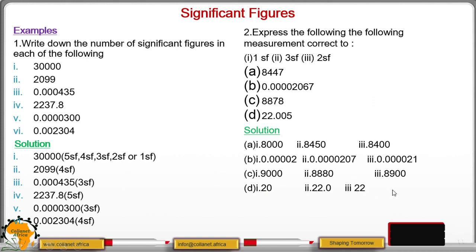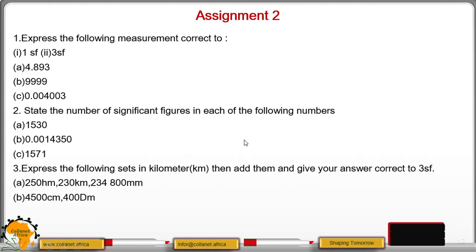Then from there, we have the assignment. The assignment is just testing what you have just learned. For instance, if you look at the last one, it is testing the conversion. After converting, you add, and then again, you write it correct to 3 significant figures. We have done our conversion in our previous lesson, so you just need to convert them into kilometers. And after getting the answer, make sure that the answer is correct to 3 significant figures.